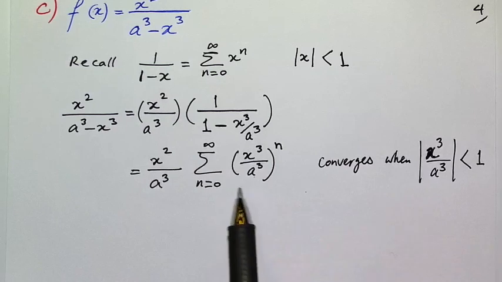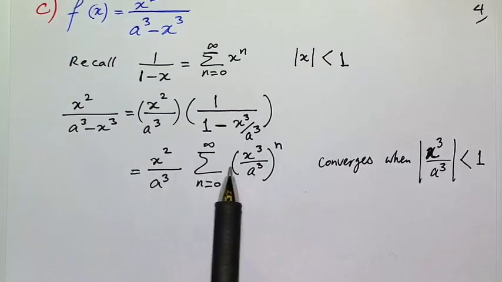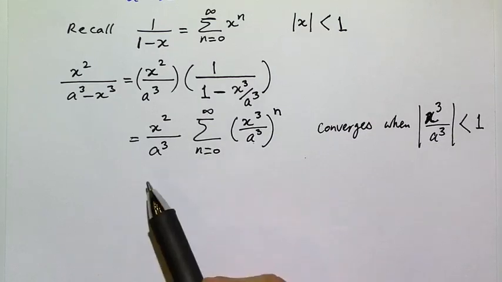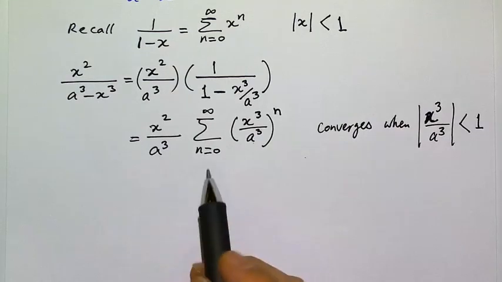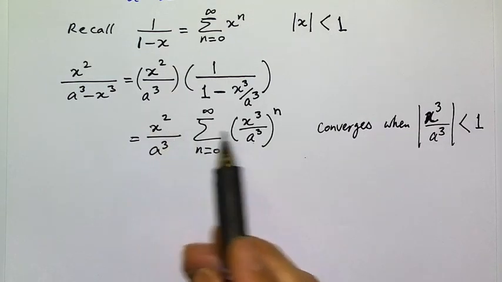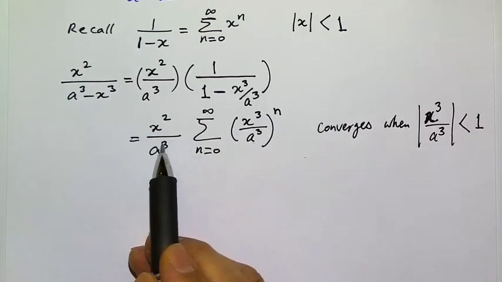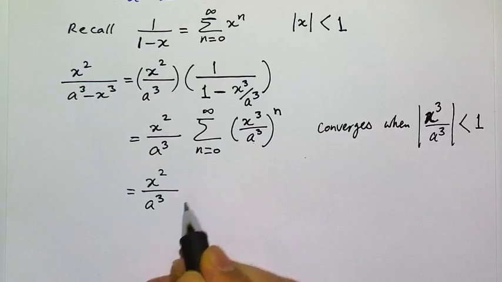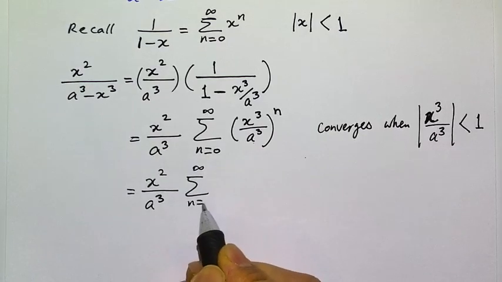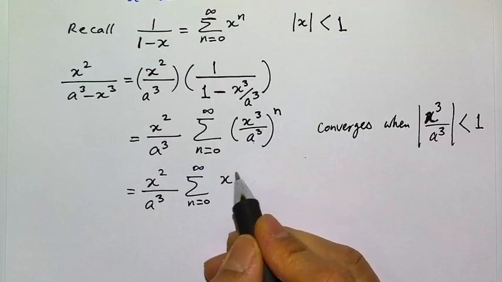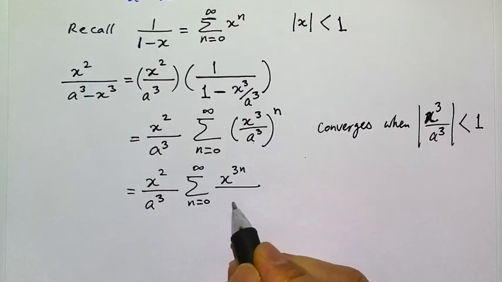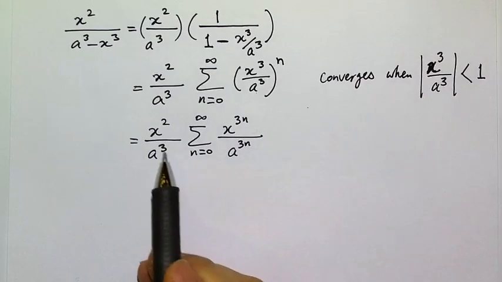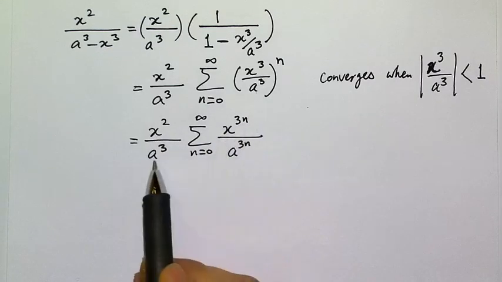Okay, so now let us simplify and distribute this and write it in a way that more series are written in that way. So I'm going to distribute this power into this and then distribute this whole factor into that. So we begin with this. Let's distribute the power first here. So (3n over a) to the 3n power. Okay. Now we're going to distribute x squared and a cubed.